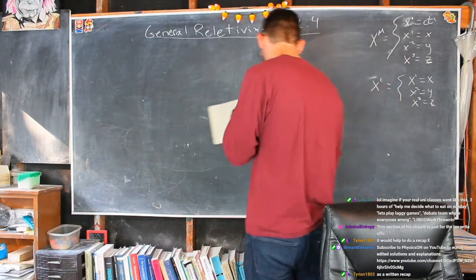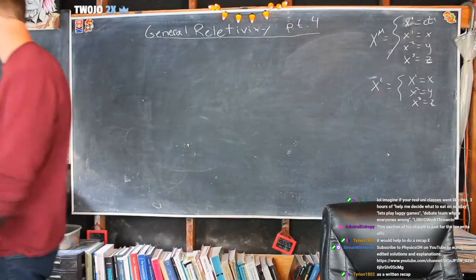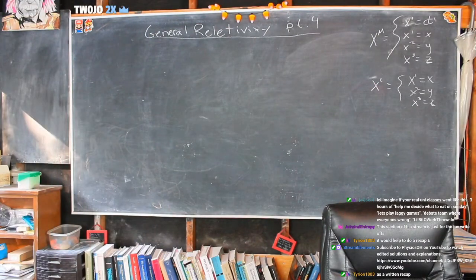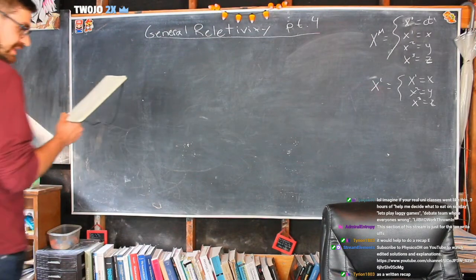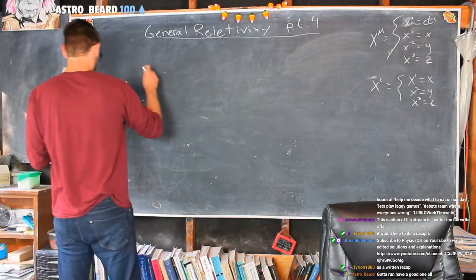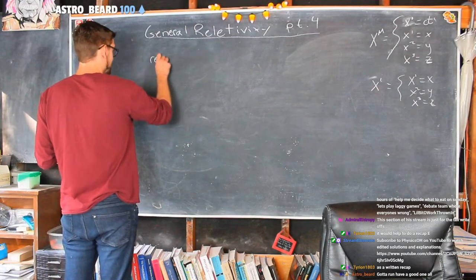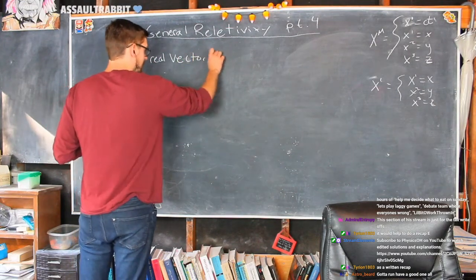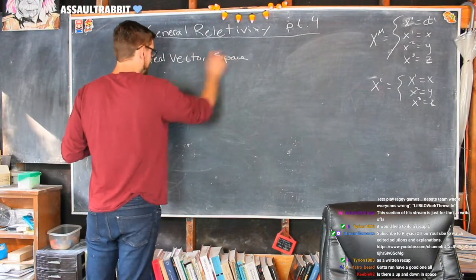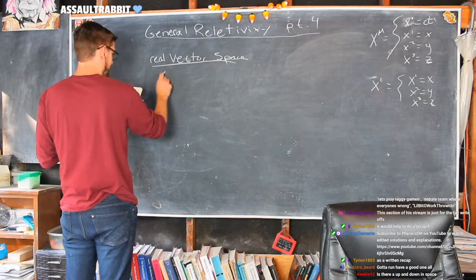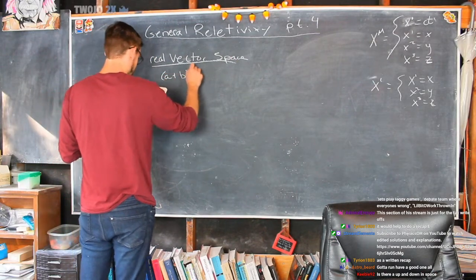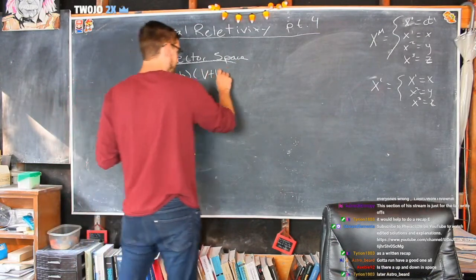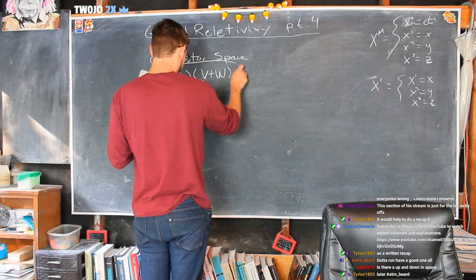But then we also talked about a vector space, a collection of vectors that add and multiply together by real numbers in a linear way. So we could talk about, in a real vector space, something that looks like a plus b times v plus w, where v and w are vectors.